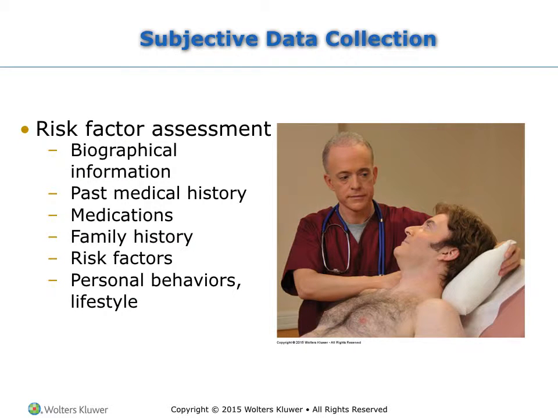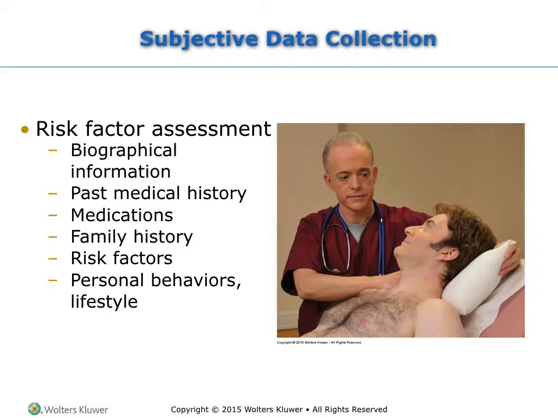When you are completing a subjective assessment for the cardiac and peripheral vascular system, you include a risk factor assessment as well as getting basic demographic and biographical information. As we do with all body systems, we want to know about the patient's past medical history. There can be some conditions that are not necessarily associated with the body system that we are assessing, but where there could be implications.